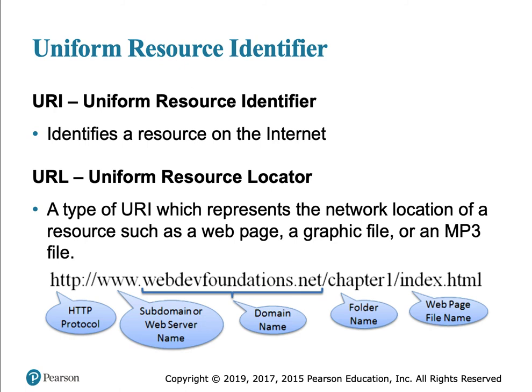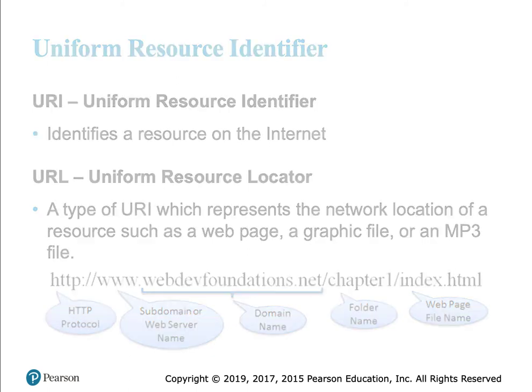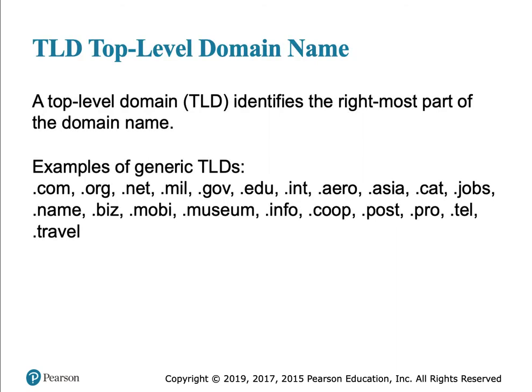Then we see a / separating the actual domain name to a folder name. That's where we see chapter 1. And then there's a / to separate any folder name or multiple folder names separated by slashes to the actual web page file name. In this case, it shows index.html. It could be index.asp, ASPX, index.cfm for Cold Fusion, etc. So there always has to be a file extension associated with the actual file so the web server knows exactly what it's looking for.